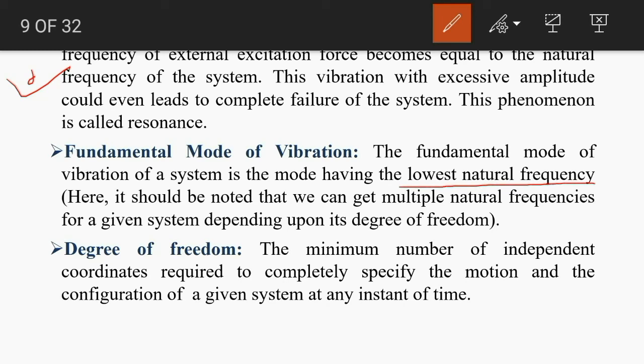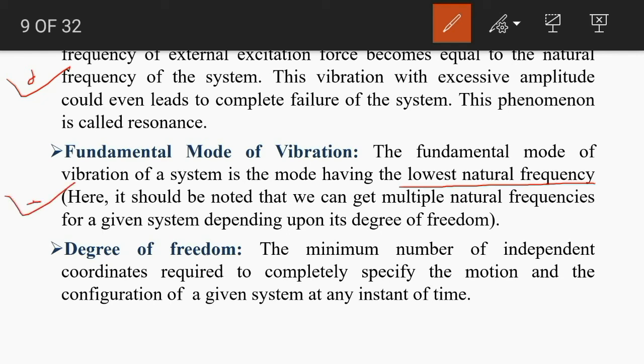Okay, so it should be noted that depending on the degree of freedom of the system, we can get a number of natural frequencies. For example, for a single degree of freedom, we can have only one natural frequency. If the degree of freedom increases, then we can get multiple natural frequencies of the system, and accordingly the modes of vibration would be more. So this part we are going to discuss later.